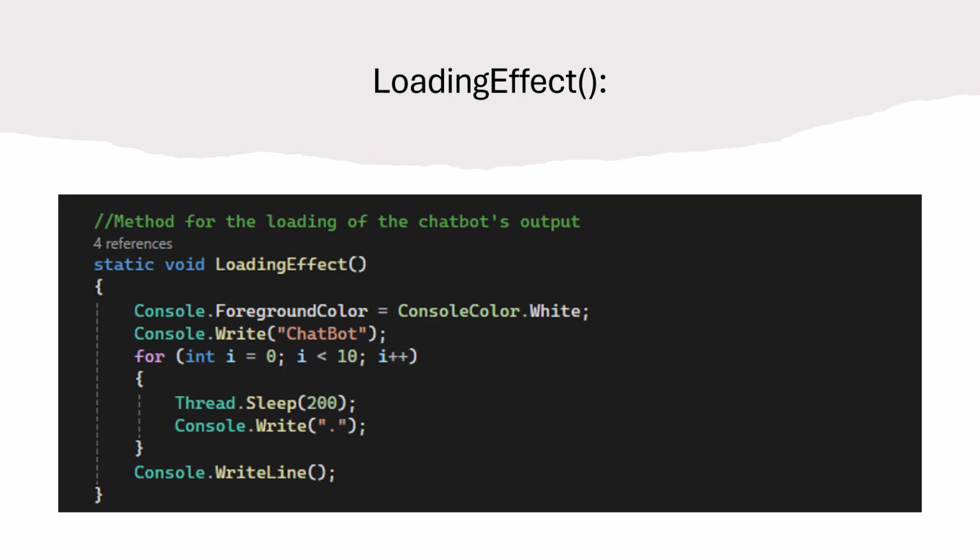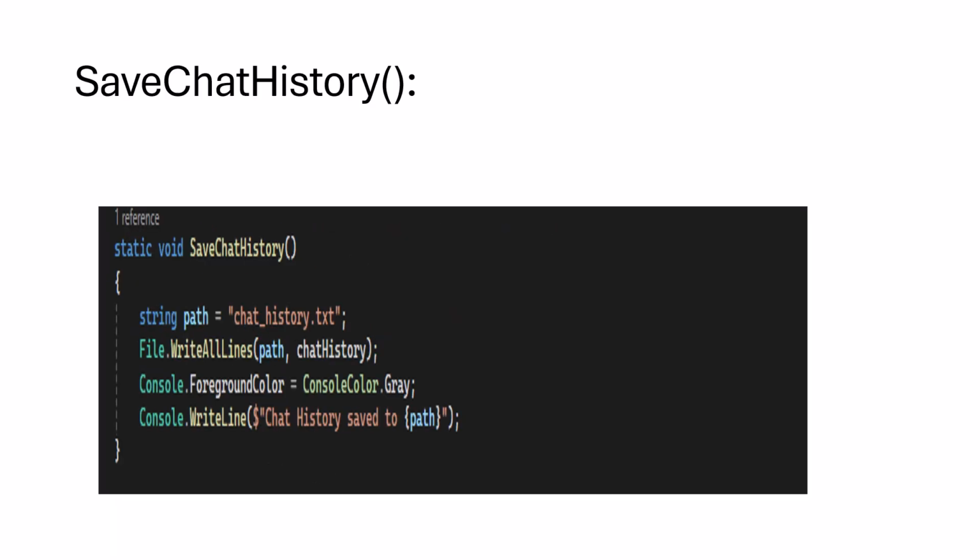Loading effect method. To improve the user experience, the chatbot includes a loading effect that simulates thinking or processing time. When the chatbot receives a user's message, instead of replying immediately, it shows a brief loading animation or indicator. This loading effect gives users the impression that the chatbot is actively working on their query, making the interaction feel more natural and human-like. It also helps manage user expectations by signaling that a response is coming soon, preventing the chat from feeling abrupt or robotic.